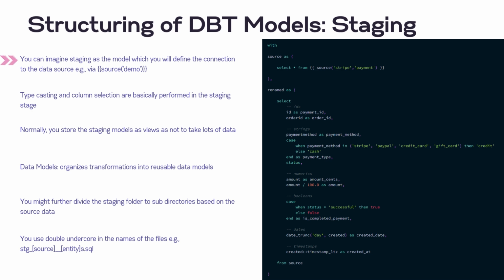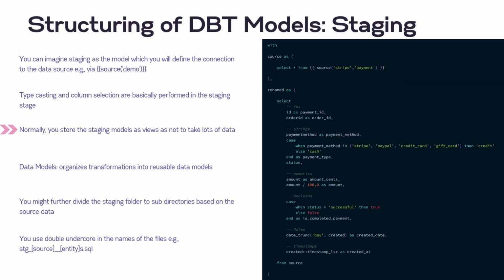Defining connections to the data source. Staging models define connections to your raw data using DBT's source function. For example, in the code snippet you see here, we're connecting to the Stripe data source and its payment table using source, Stripe, payment. Typecasting and column selection. In the staging layer, you perform operations like renaming columns, applying typecasts, and ensuring your data is clean and standardized. This sets a strong foundation for downstream transformations.